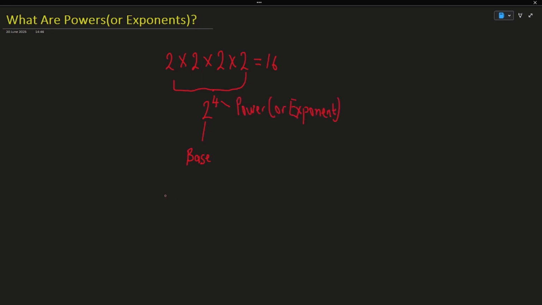As you can see, 2 raised to the power of 4 tells you how many times a number is multiplied by itself. That is, 2 raised to the power of 4 is equal to 2 multiplied by 2 multiplied by 2 multiplied by 2. So the 2 is multiplied by itself 4 times.